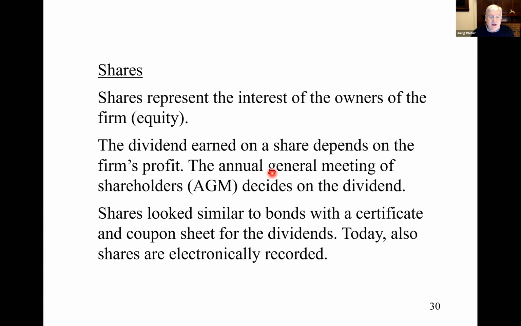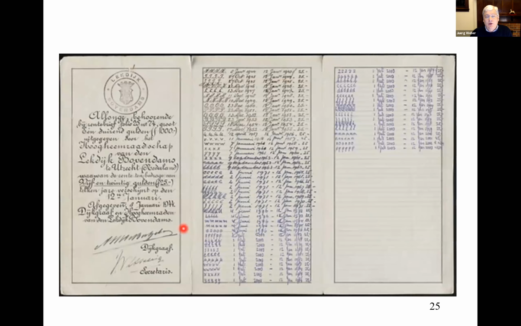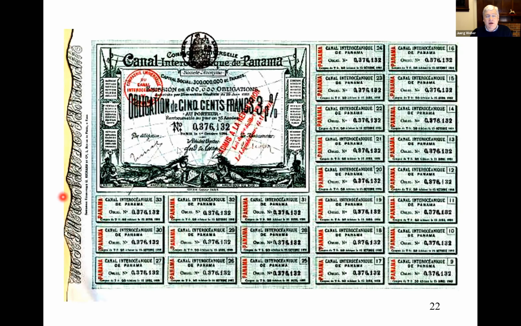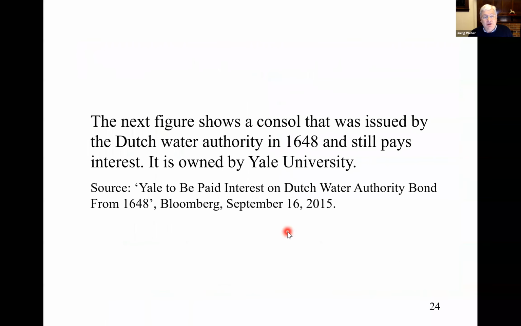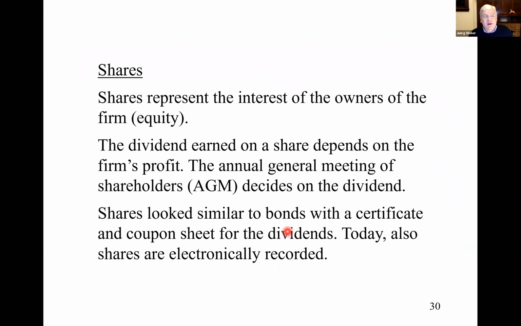The annual general meeting then decides on how large the dividend should be. If there is no profit, there is no dividend. So it's not a credit contract here. You are the owner of the firm and you get money if there is a profit. Now shares look very similar to bonds, with a certificate and a coupon sheet for the dividends. But also today, the shares are electronically recorded. So shares also looked like a bond. You had a certificate, you had the coupon. Each year, as shareholder, you cut off the coupons, but you did not get a fixed interest payment. You got the dividend, and the dividend could be different from year to year, depending on what the profit of the firm is. So with shares, you are actually owning a part of the firm. It's not a credit contract.